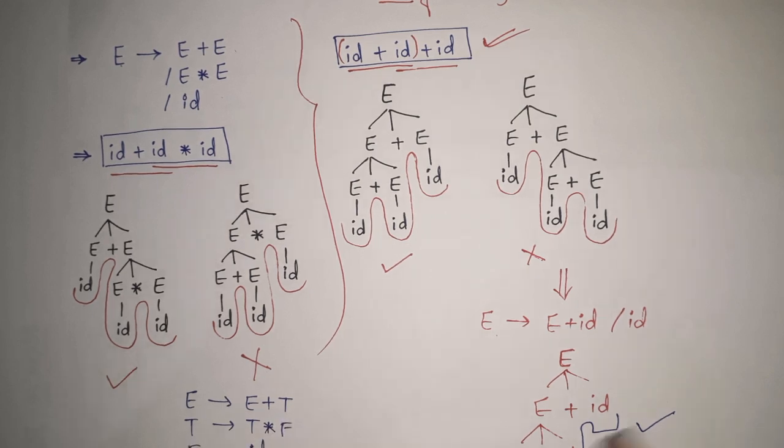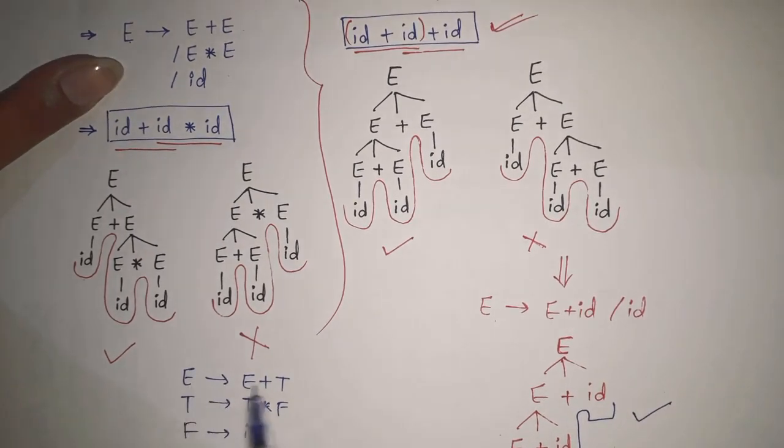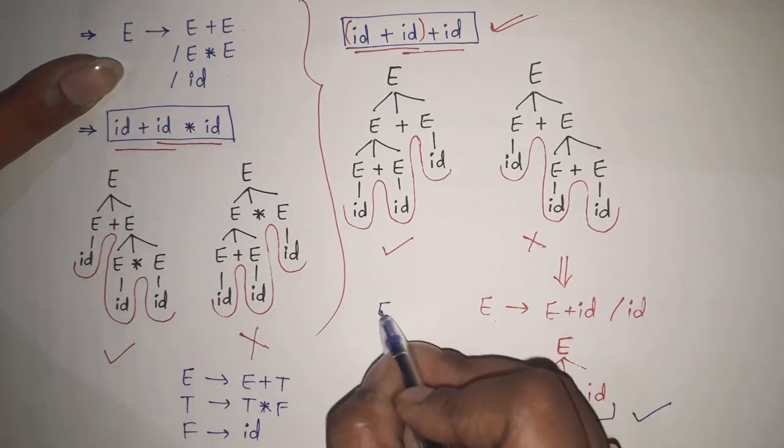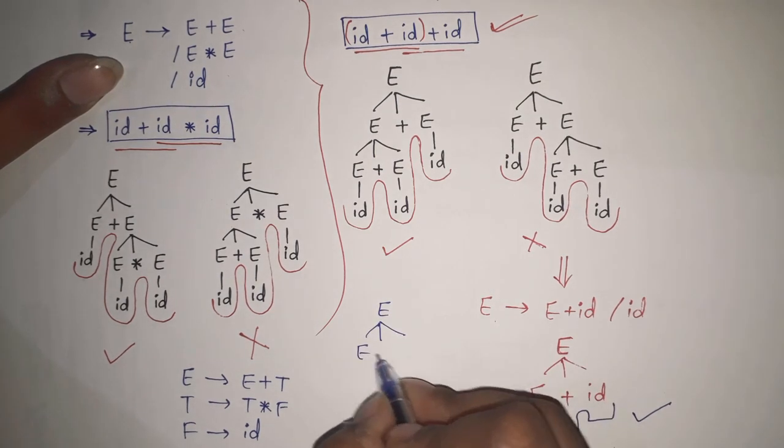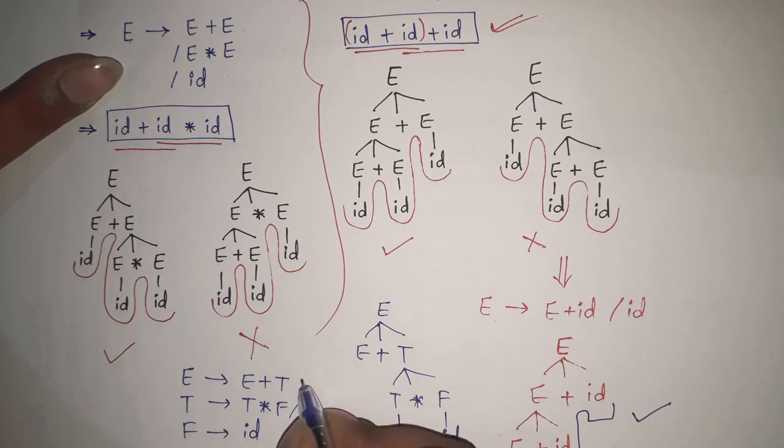What will happen by doing so? By doing so, I am forcing this grammar to be E gives E plus T. So how will it be? E gives E plus T, then T gives T star F, and ultimately F gives ID. And here also, okay, let me write F. So T gives F and F gives ID, and here if I write T, so E gives T, T gives F, F gives ID.